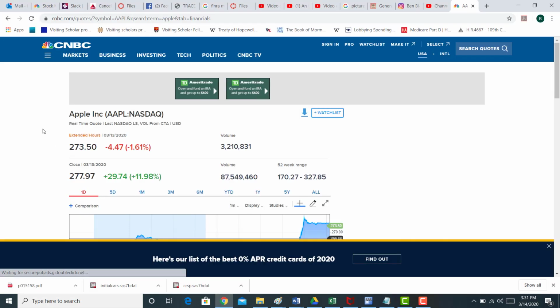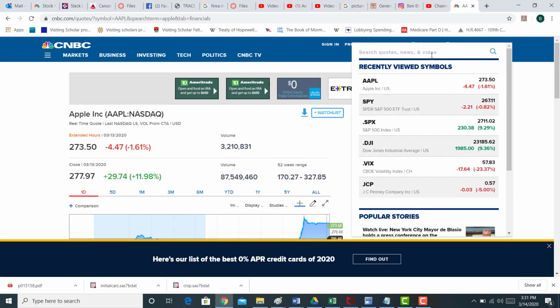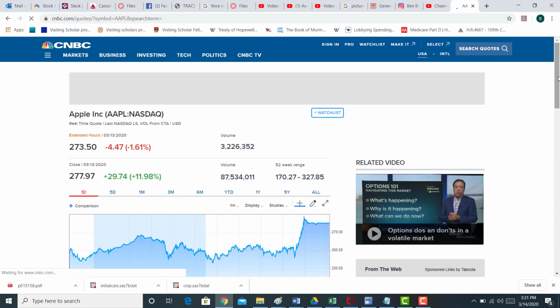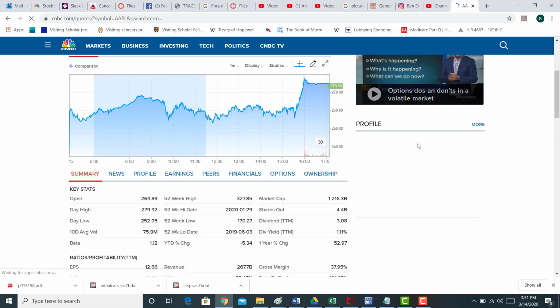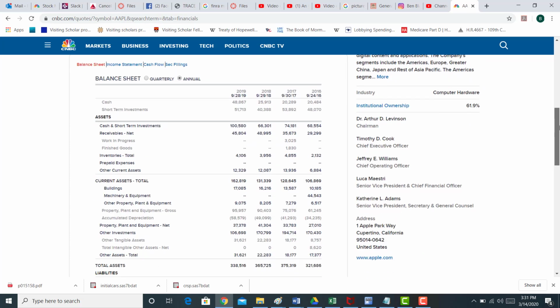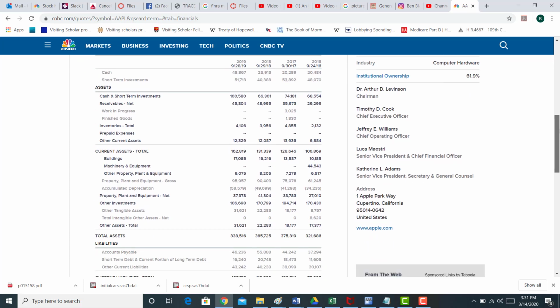So I jumped up here on CNBC. I typed in Apple, and Apple populated here. And if you scroll down, you can click on financials, and it will report Apple's most recent balance sheet or income statement. We're going to focus on the balance sheet here. And what you can do is you can calculate liquidity ratios or debt ratios. These are the same ratios that you calculated in project one.